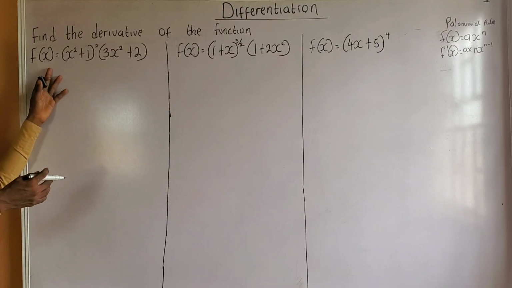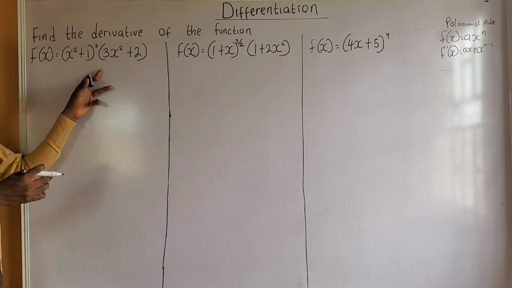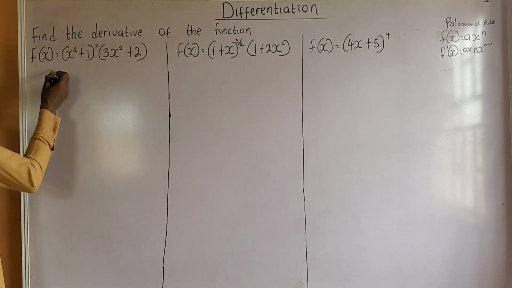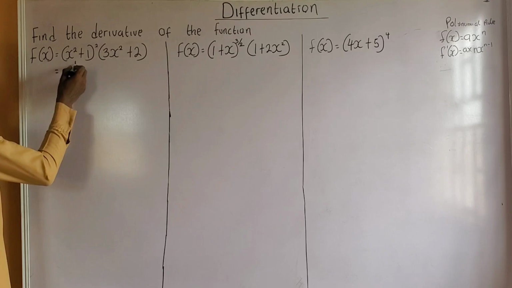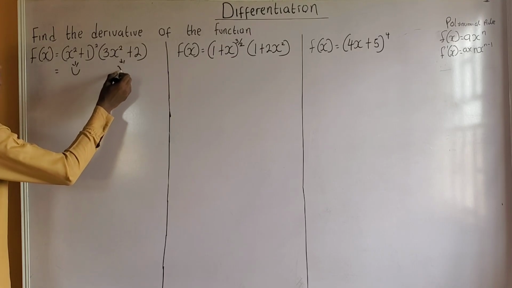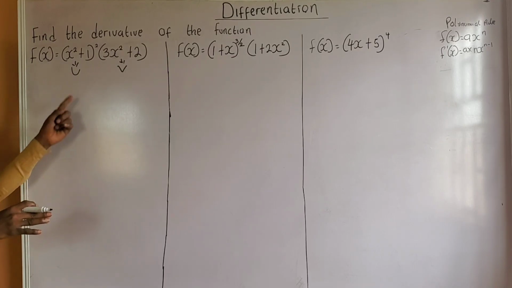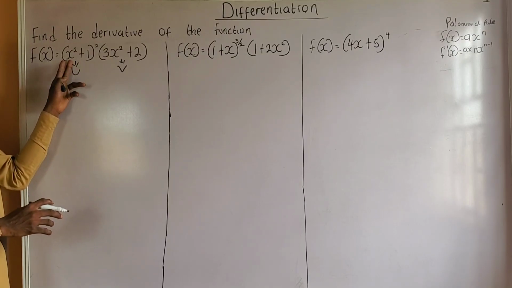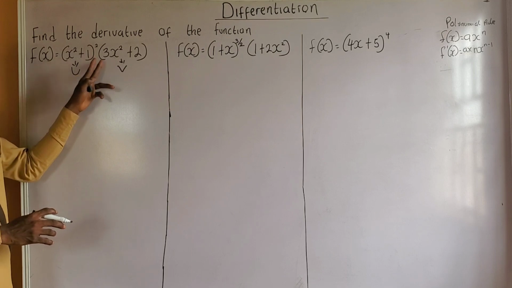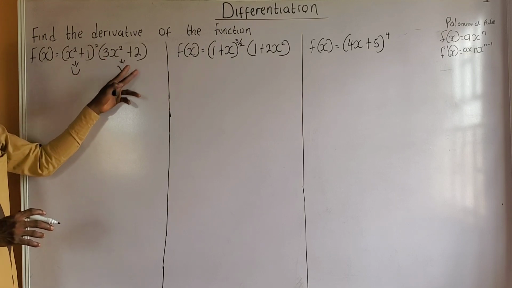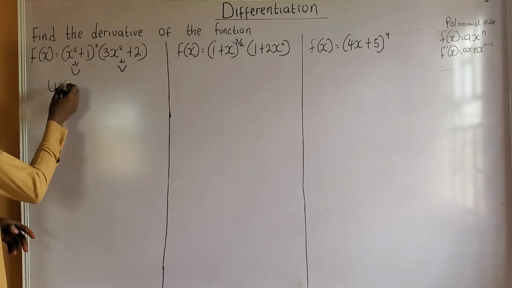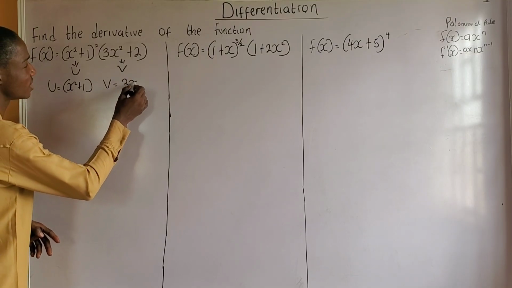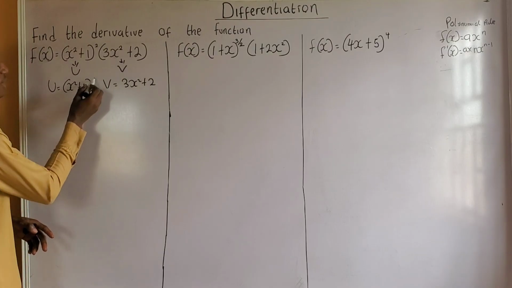because we have a function that has two parts, and these two parts are multiplying each other. For this, let u equal the first part and v equal the second part. The first part of this function is x squared plus 1 to the power of 2, while the second part is 3x squared plus 2. So set u equal to x squared plus 1, all squared, and v equal to 3x squared plus 2. Don't forget the square.